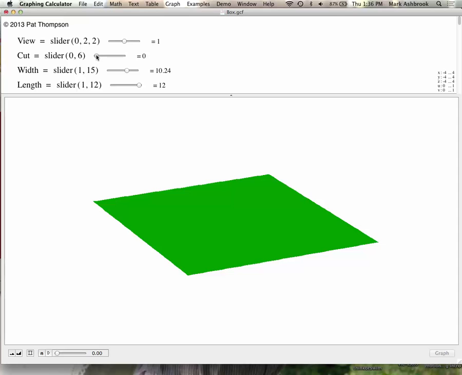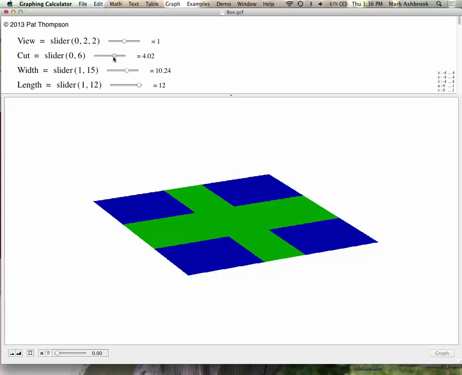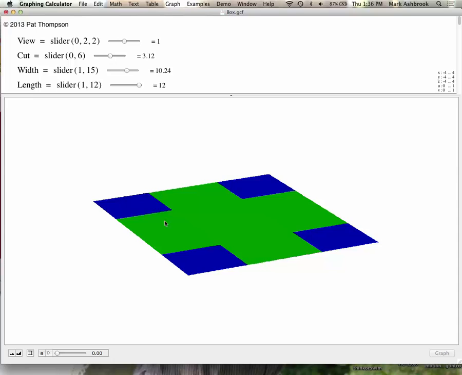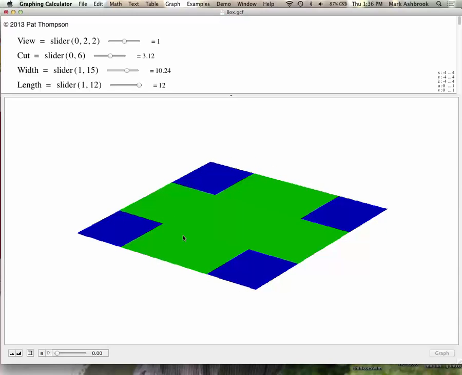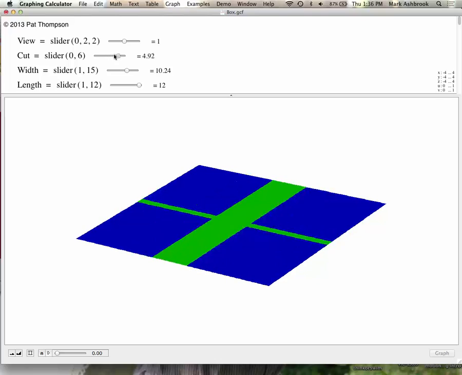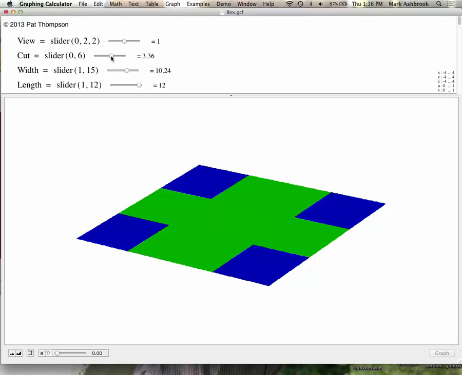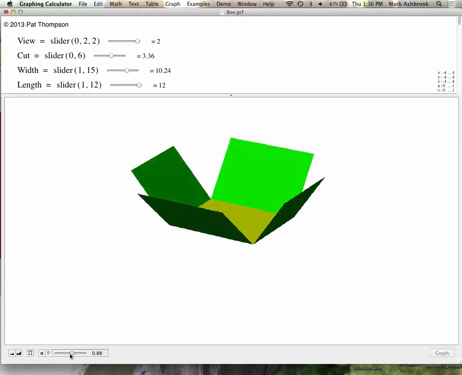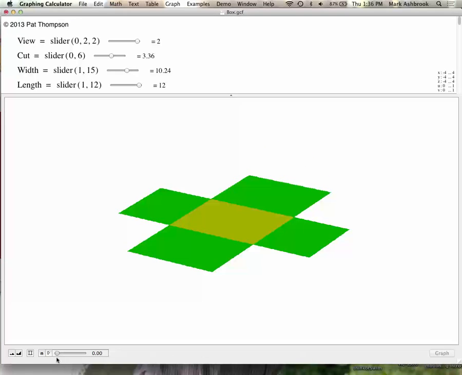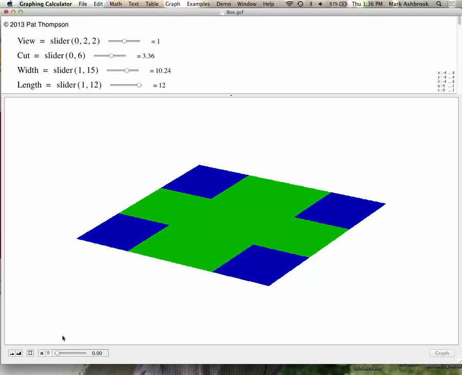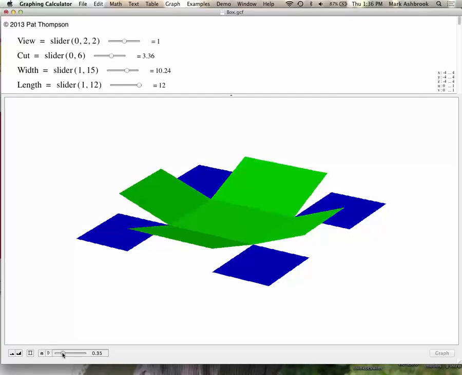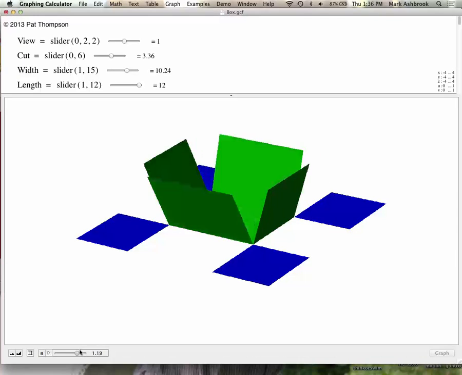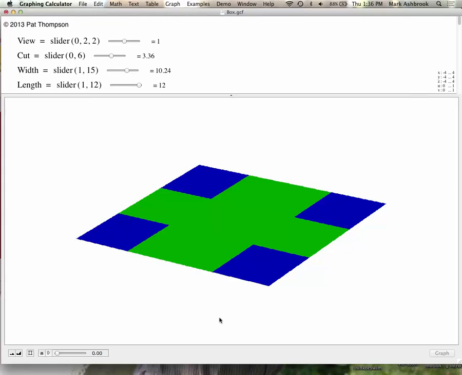In view 1, you can see the square cutout, and you have a slider to maneuver the width of the cutout. And then in view 2, you can take away the squares, and you can see the flaps, and you can fold up the box. But what's cool is you could fold it up, go back to view 1, and leave the corners there. So it really gets you to understand the situation.